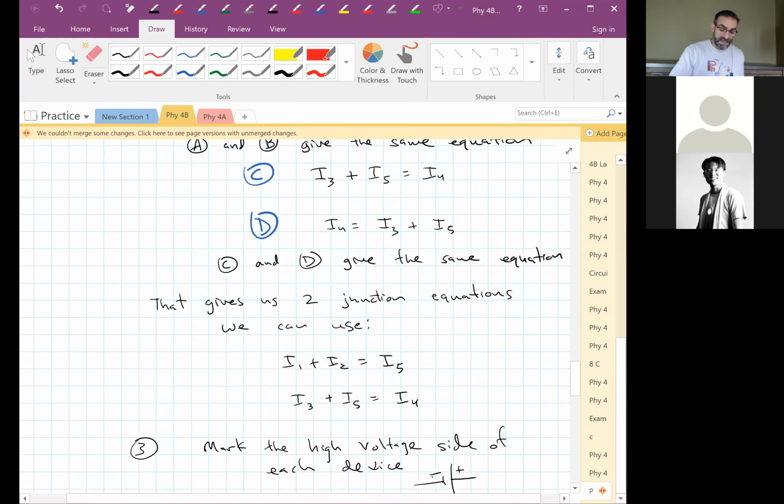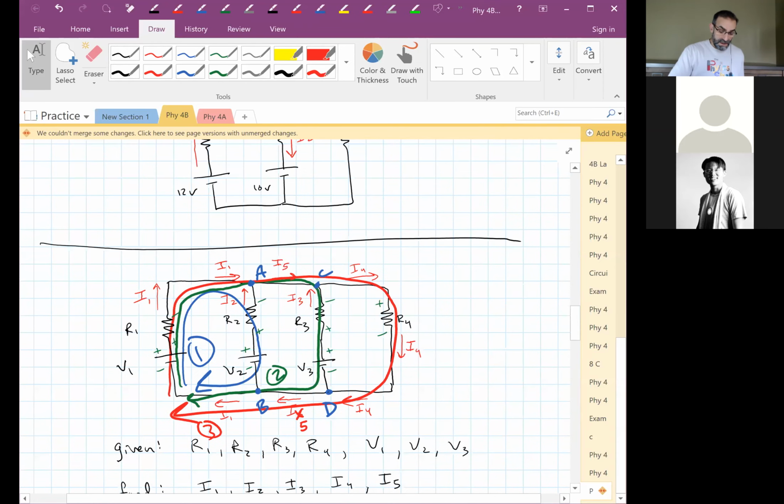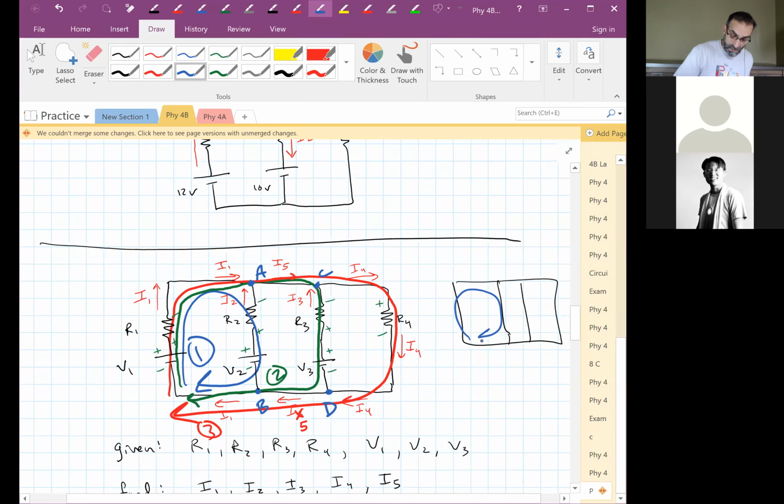Yes, you could do the three small loops. You could do this. You could do loop 1, loop 2, and loop 3. Yeah, that would work. That would be fine because these two are connected here. These two are connected here. Every single device element is included, so that would work.